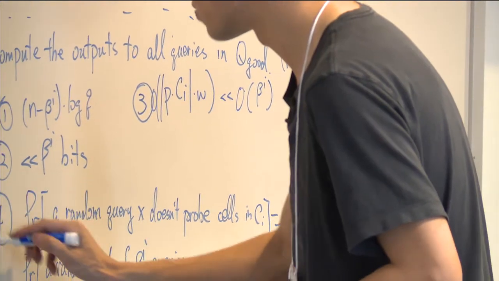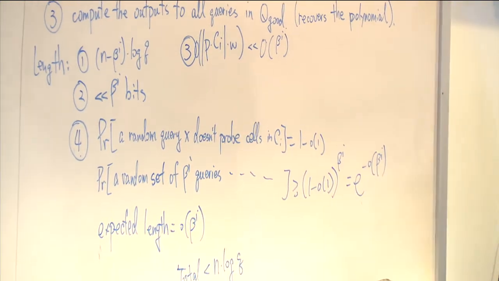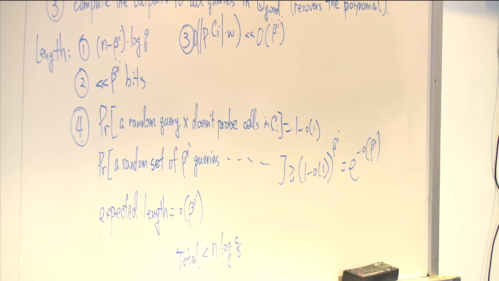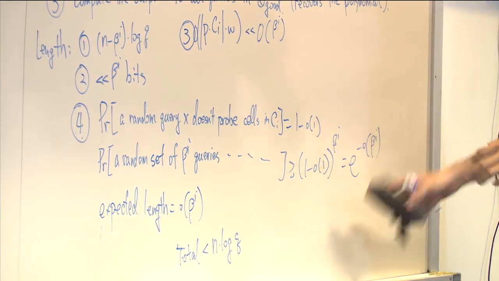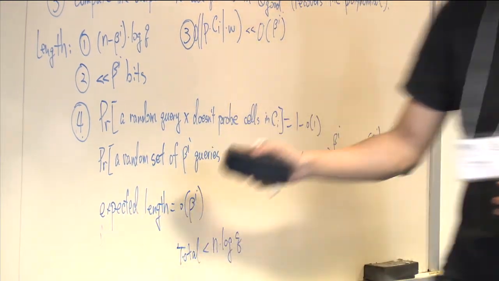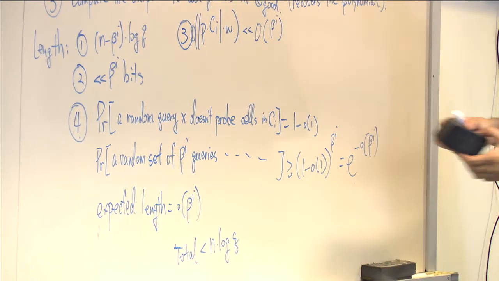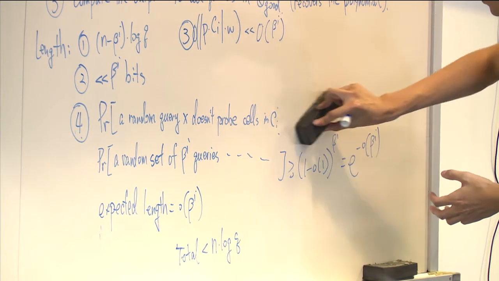Now, what is the number of bits we use to encode one such set? Basically, it's the same calculation. We first calculate what is the probability that a random query doesn't probe anything in this unsampled part of Ci.